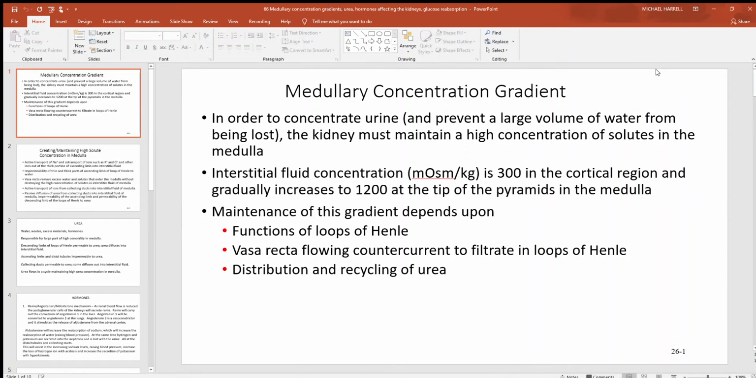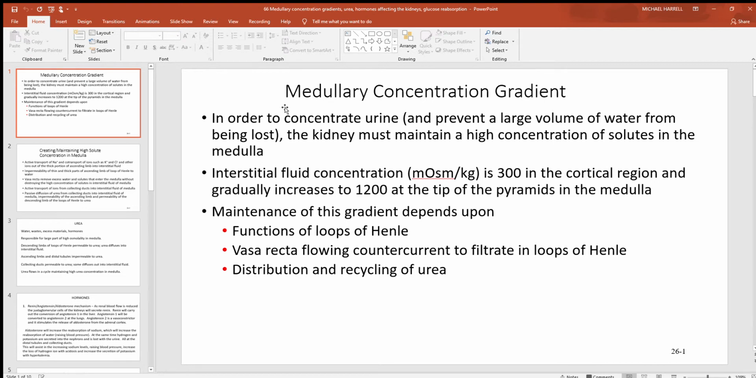Let's look at those medulla concentration gradients. Now again, the outer region of the kidneys is the cortex, and the deeper inner region is the medulla. And remember, the deeper you go into that medulla, the higher the concentration of solutes. If you didn't have that high concentration of solutes in the medulla, you wouldn't be able to pull that extra 15% out of that descending part of the loop of Henle.